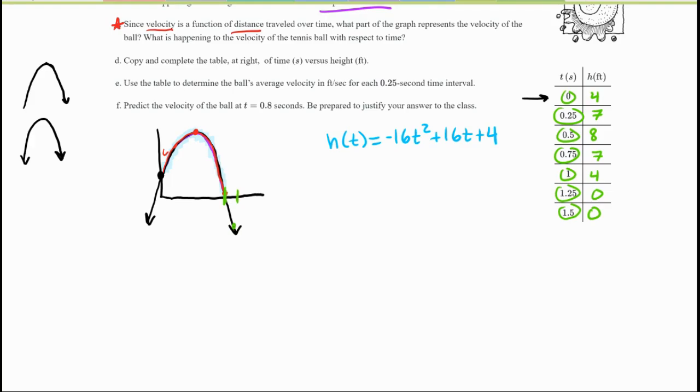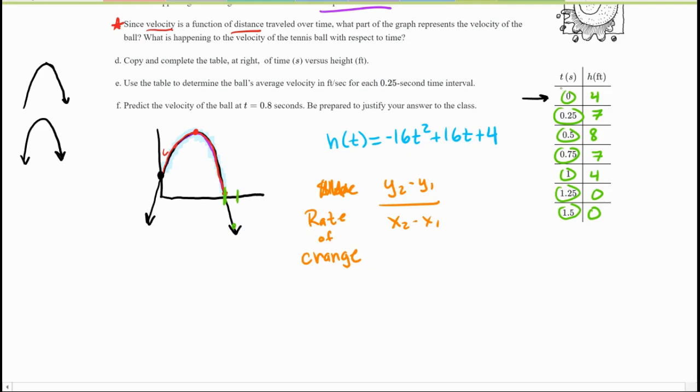The next thing it's asking us to do is use the table to determine the ball's average velocity in feet per second for each quarter second time interval. So if we're dealing with the slope, the key thing here is that the slope is the change in y, so y2 minus y1 over x2 minus x1. When I say velocity is equal to the slope, that's really just the rate of change. So a better term to use here would be the rate of change.